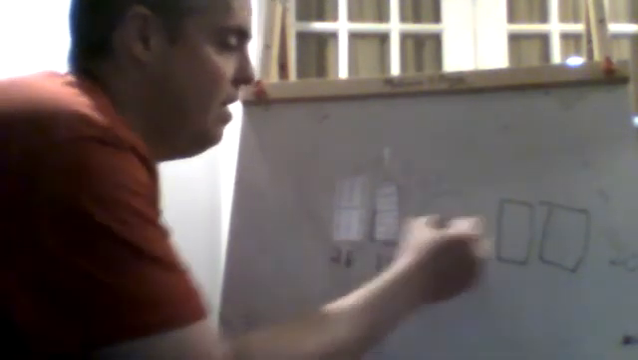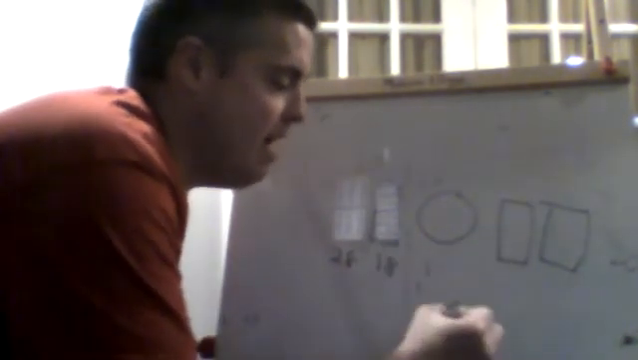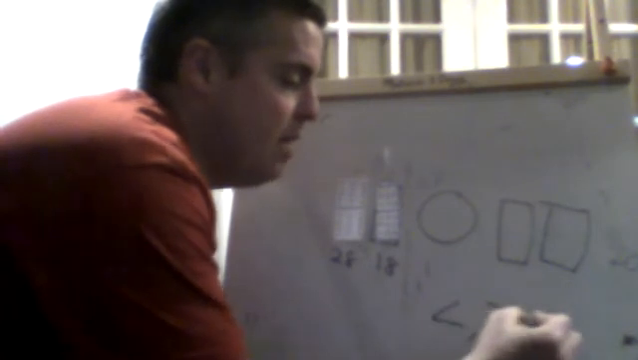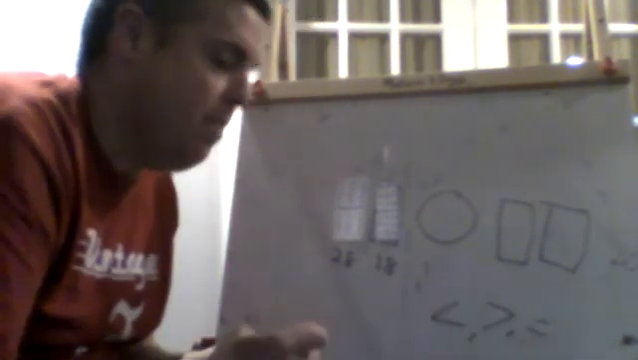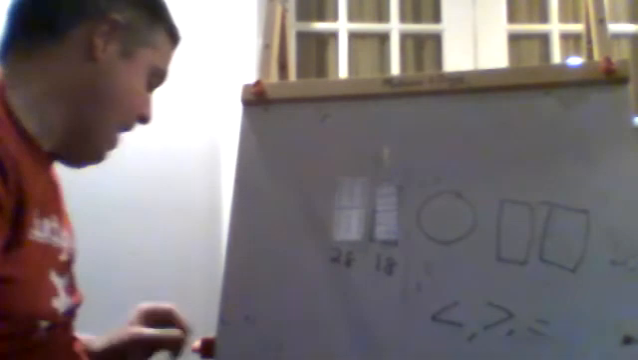Okay. Now, this is where we can compare numbers. We compare numbers with these symbols right here: greater than, less than, or equal. That's kind of the game we're playing here. But you're going to have to add first in order to get that.